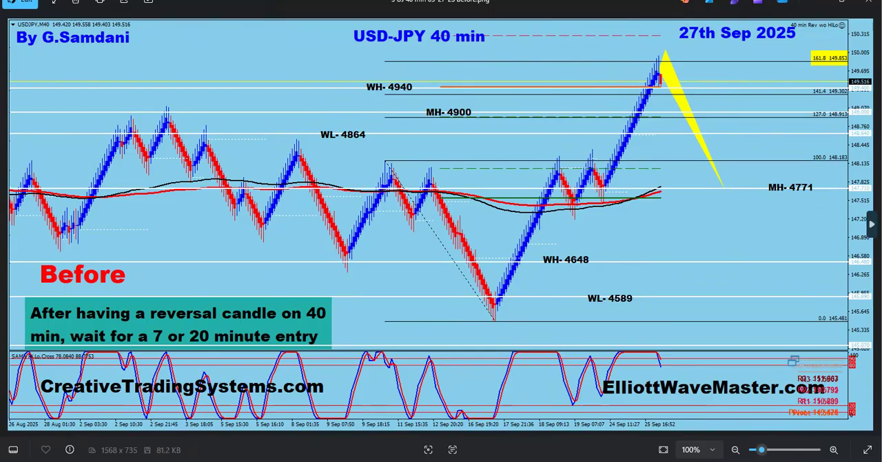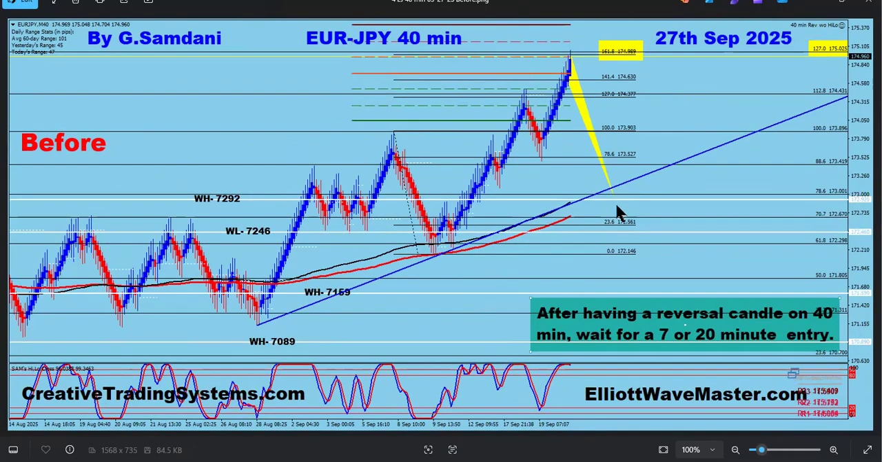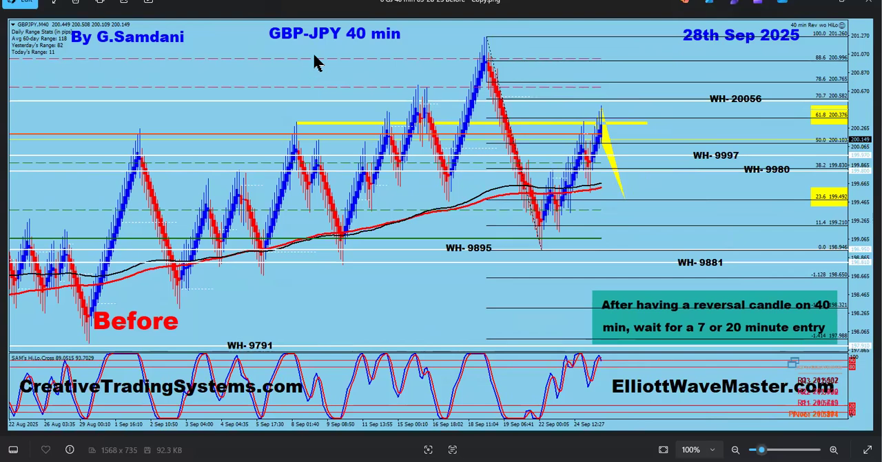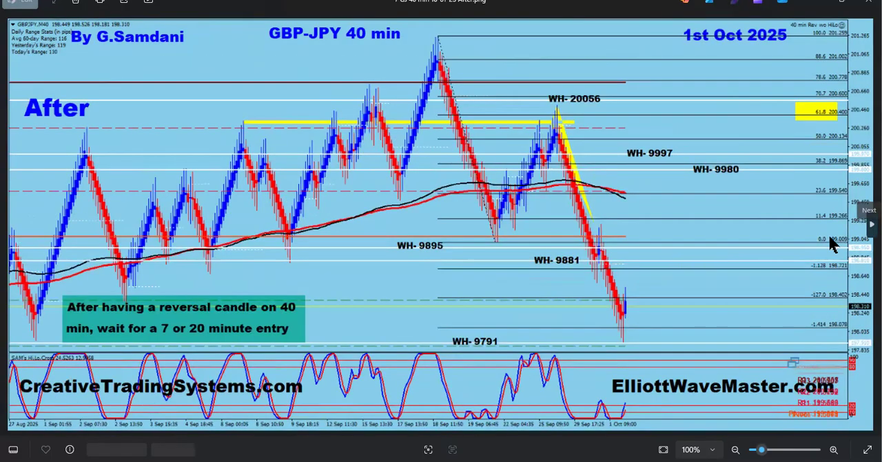So let's take a look at the Euro Yen. This chart, as of now, is like this, right? So all the way down, boom, it came down to this very, very big number here. So it came to kiss that number. The other chart that I was showing, the Pound Yen 40-minute chart, from here to here, and it came down here. Watch, this is what happened.